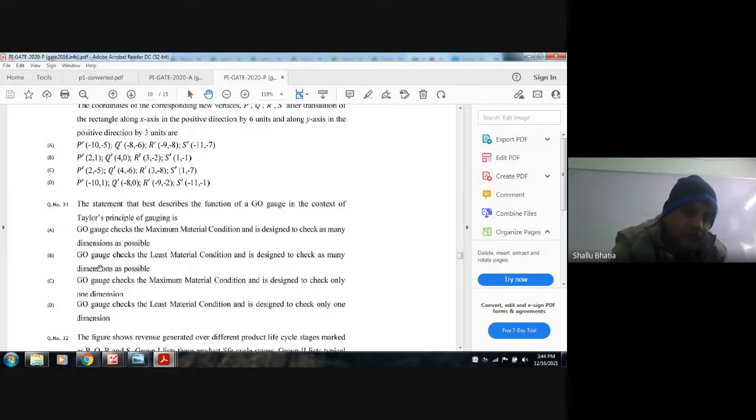So these are the other options. Go gauge checks the least material, no. Go gauge checks the maximum material condition and is to check only one dimension, no, all the dimensions are checked. The go gauge checks least material condition, no. So the answer is A. Question 31.